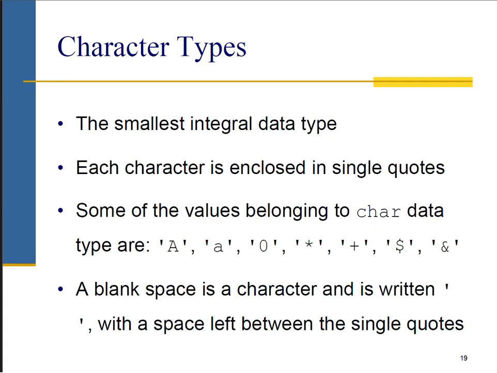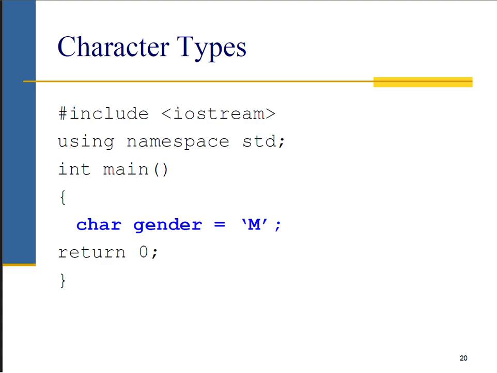So these are character types. The smallest integral data type. Each character is enclosed in a single quote, that's apostrophe, as shown here. So the values belonging to the character, or char for short, data type are as shown. A blank space is a character and is written in between two quotes. So this is a simple program that displays the character M.